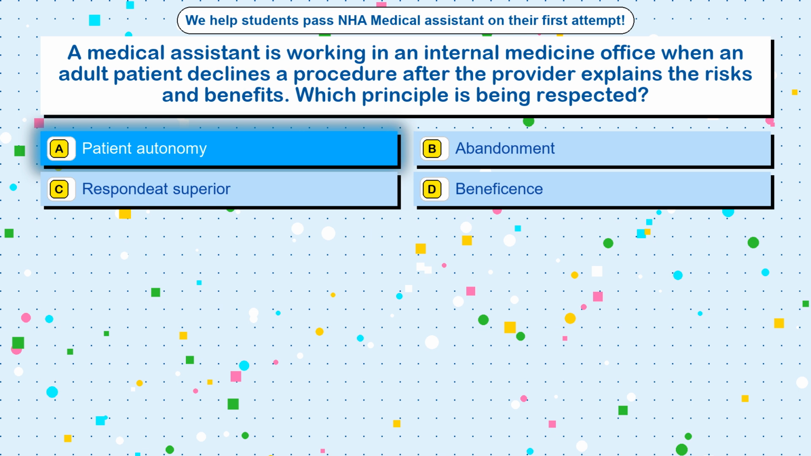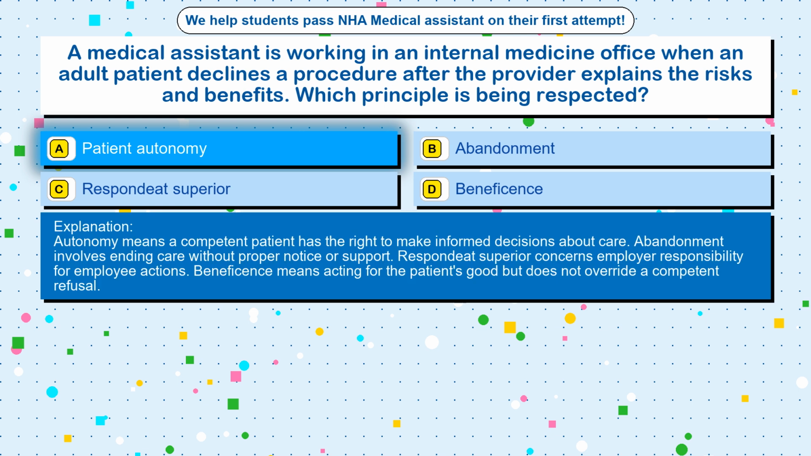Patient autonomy. Autonomy means a competent patient has the right to make informed decisions about care. Abandonment involves ending care without proper notice or support. Respondeat superior concerns employer responsibility for employee actions. Beneficence means acting for the patient's good but does not override a competent refusal.